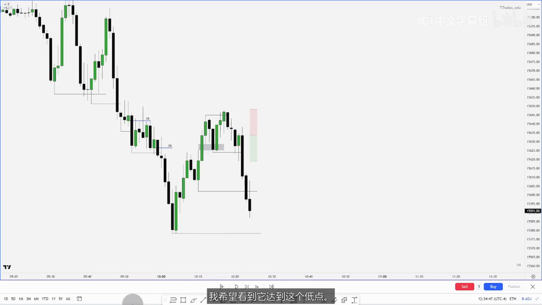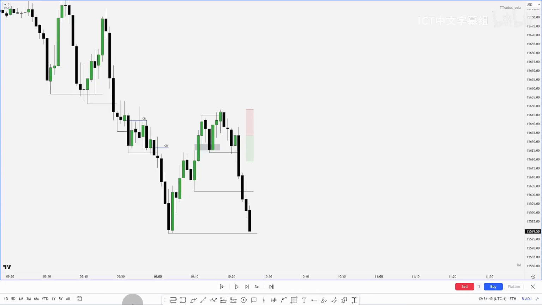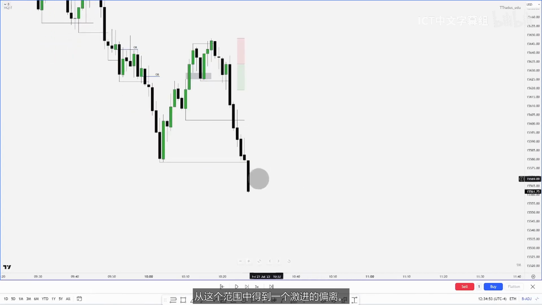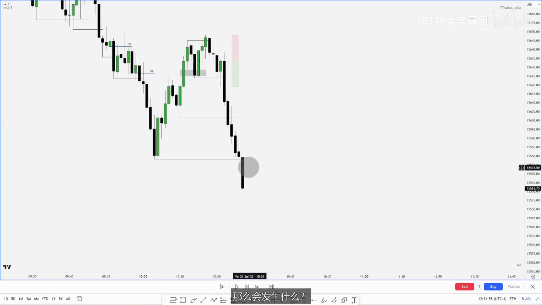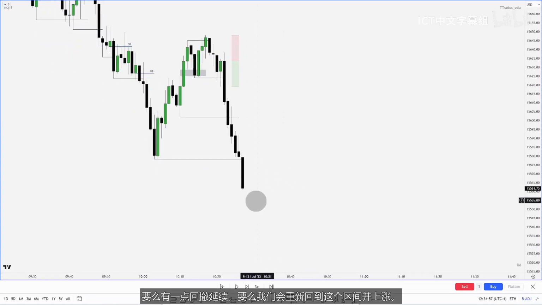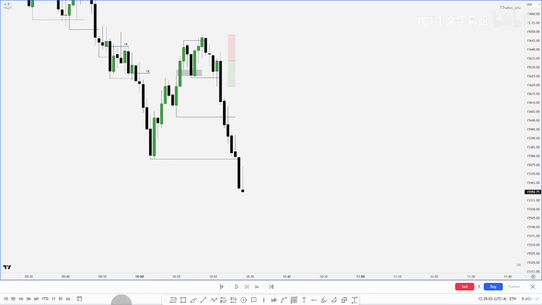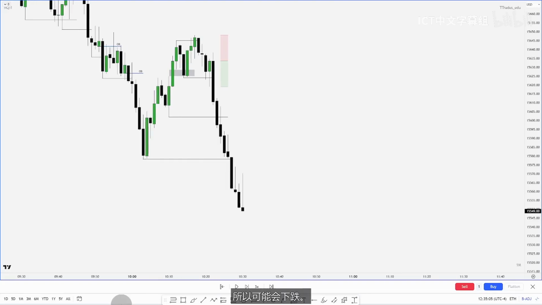I'd want to see it reach for this low here. Get an aggressive displacement out of this range. So what can happen? Either a little retracement continuation, or we're going to displace back into this range and reach higher. No displacement back in, so likely to go lower.